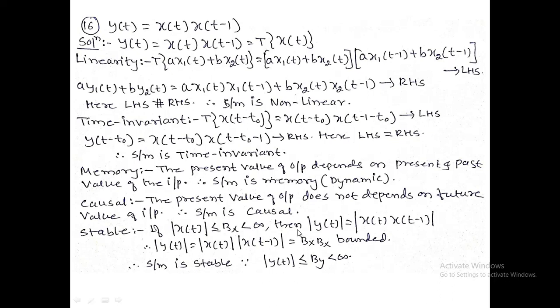then I have to find out the magnitude of y of t. Magnitude of y of t is equal to magnitude of x of t, magnitude of x of t minus 1. For the bounded input, magnitude of x of t is Bx. Shifted version of the bounded signal is also bounded. Bx into Bx is bounded, hence the total output is bounded and the system is stable.